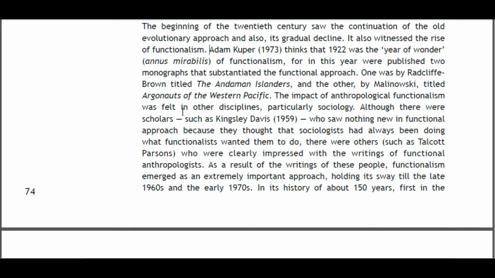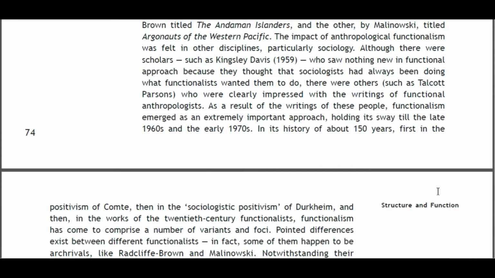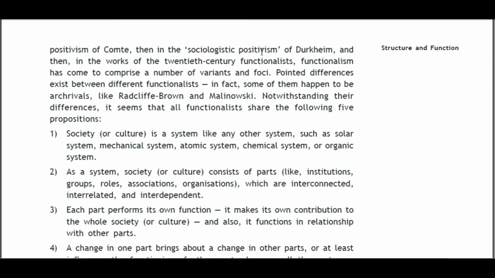The impact of anthropological functionalism was felt in other disciplines, particularly sociology, although there were scholars such as Kingsley Davis (1959) who saw nothing new in the functional approach because they thought that sociologists had always been doing what functionalists wanted them to do. There were others such as Talcott Parsons, who were clearly impressed with the writings of functional anthropologists. As a result of the writings of these people, functionalism emerged as an extremely important approach, holding its sway till the late 1960s and the early 1970s. In its history of about 150 years, first in the Positivism of Comte, then in the Sociological Positivism of Durkheim, and then in the works of the 20th century functionalists, functionalism has come to comprise a number of variants and foci.